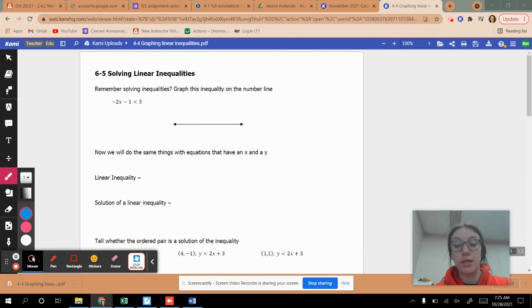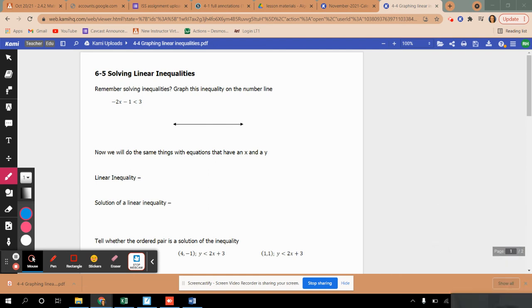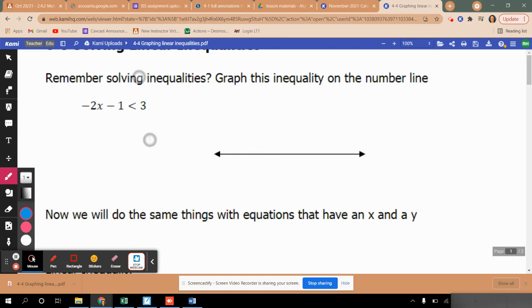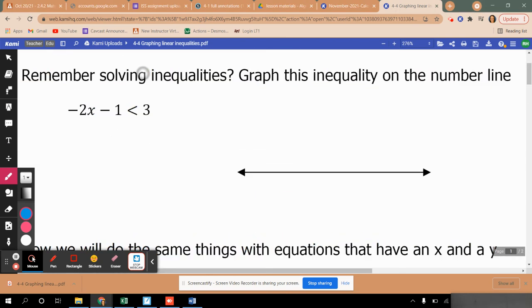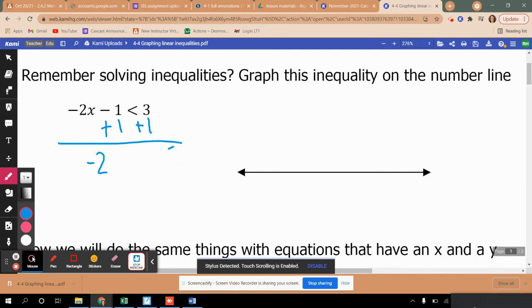I'm going to move this because I don't like the way it looks when I write. So, all right. Remember solving inequalities. This is going back to last chapter. Graph this inequality on the number line. In order to graph this on the number line, what did we have to do? Yeah, we had to get x by itself so we know what number x is greater than or less than. So let's start with that. We're going to add 1 to both sides. Plus 1, plus 1. That gives us negative 2x is less than 4.